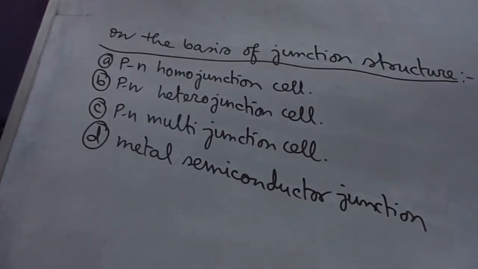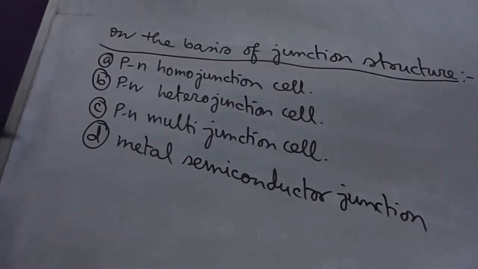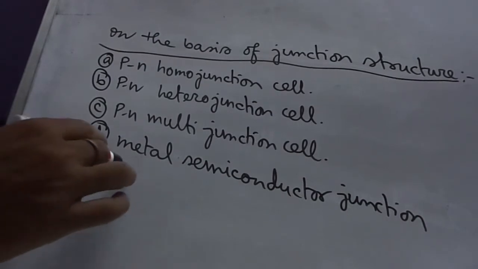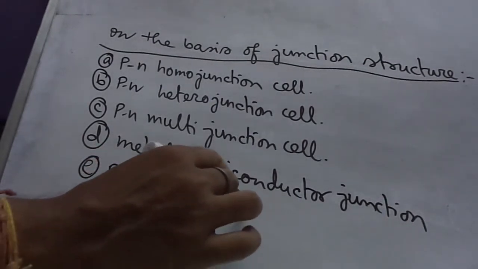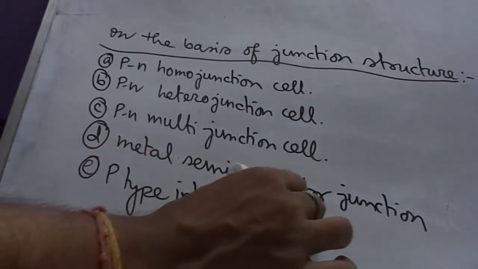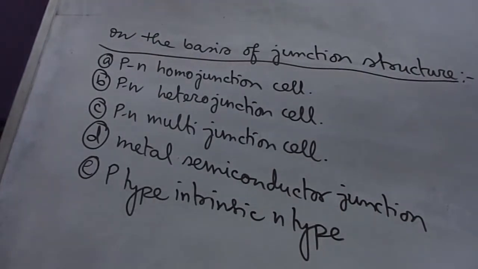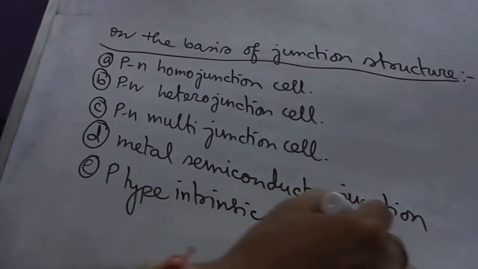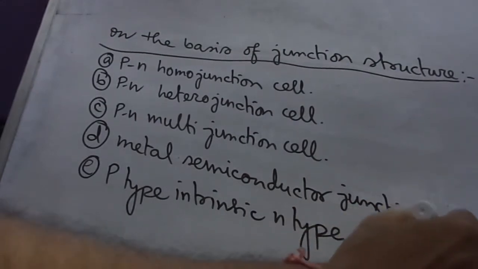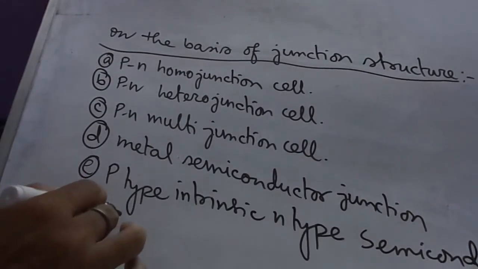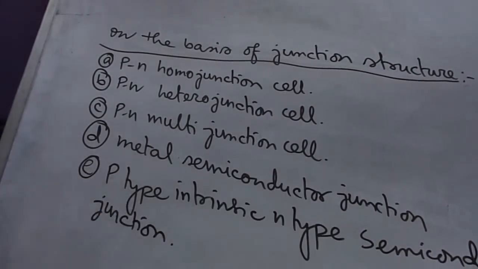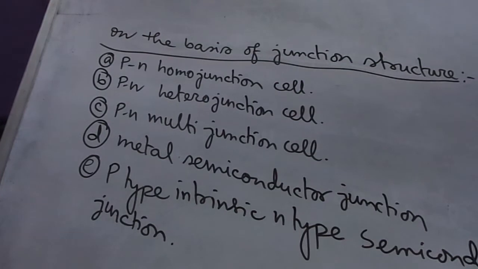The fourth one is the PIN semiconductor junction: P type, intrinsic, N type semiconductor junction.